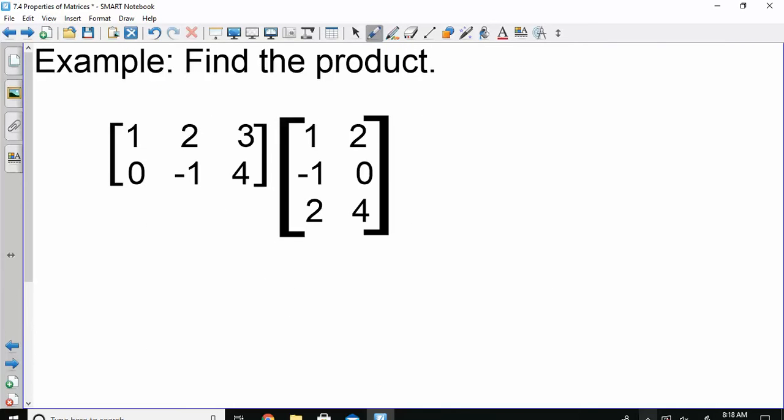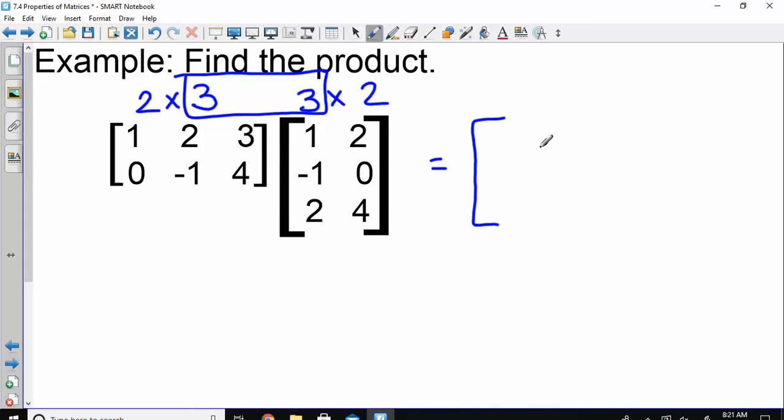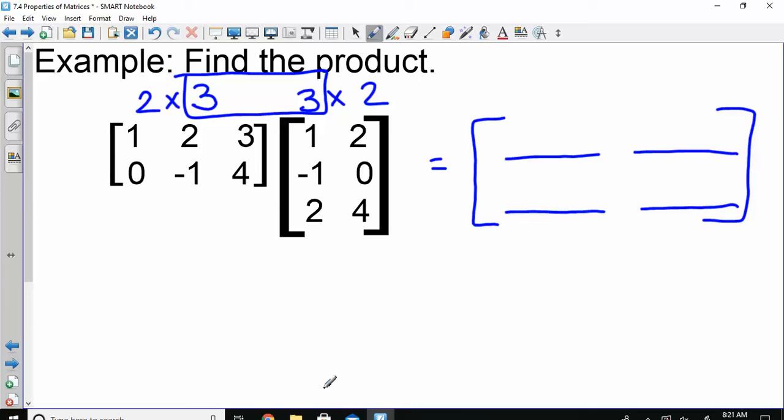So here is your problem. The size, you do row by column. So this first one has 2 rows and 3 columns. Second one has 3 rows and 2 columns. So can I multiply them? Yes. How big should my answer be? 2 by 2. I've seen several of you that had like a 2 by 3 there. So make sure you take a second to do that so you know what you should be getting.